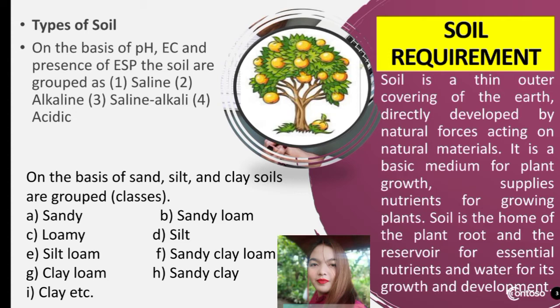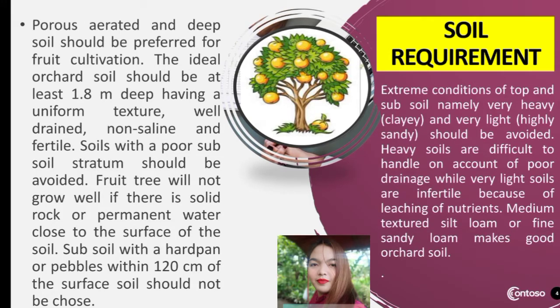Okay, and so we have types of soils on the basis of pH or the EC and presence of ESP. The soils are grouped as first the saline, second is alkaline, third is saline alkali, fourth is acidic. On the basis of sand, silt, and clay, soils are grouped together. When they are mixed together, we can create sandy loam, silt loam, clay, sandy clay loam, and sandy clay. Next, extreme conditions of top and subsoil, namely very heavy or clayey, and very light, highly sandy.